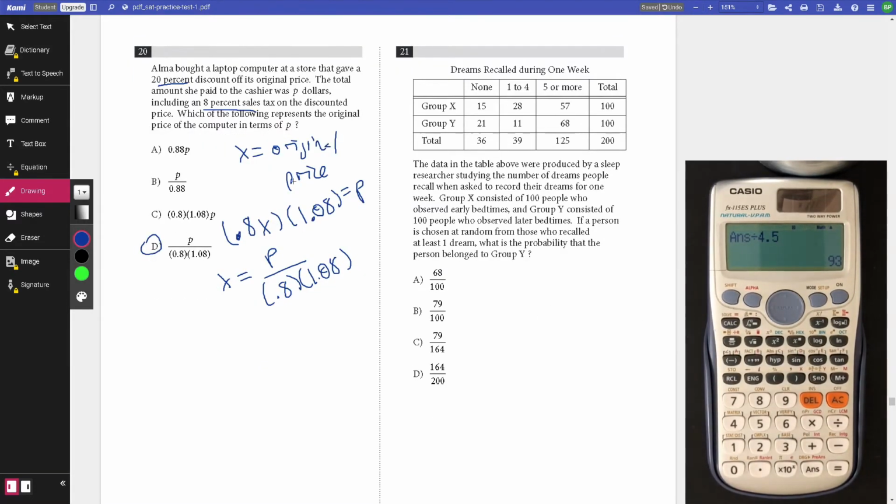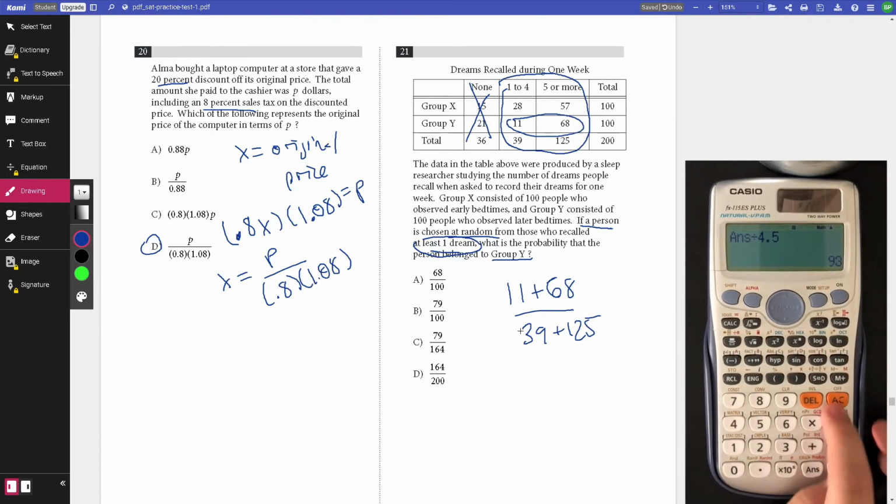21. We get this chart. If a person is chosen at random who called at least one dream, so we're looking at this at least one dream group, which takes out this group. We're looking at these groups only, and then what is the probability that the person belonged to group Y? So out of that, we're looking at these two. So we're going to add the group Y number, and then divide it by the total number of people, which would be 39 plus 125.